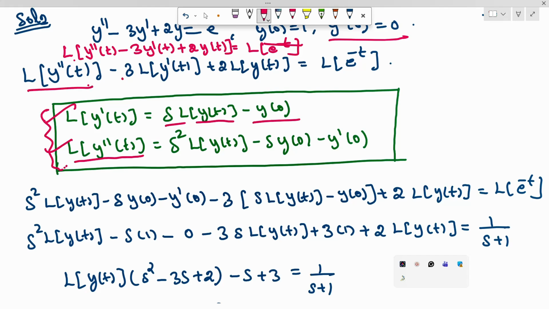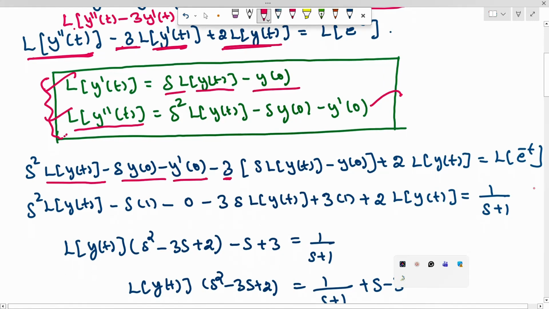What is our first term in the question? L of y double dash of t. Now apply this result here, which is s square into L of y of t minus s into y of 0 minus y dash of 0, minus 3 into L of y dash of t. We know that L of y dash of t is, this 3 is common, minus 3 into open bracket s into L of y of t minus y of 0, close the bracket, plus 2 into L of y of t, which is there in the given equation right here, equal to L of e power minus t.